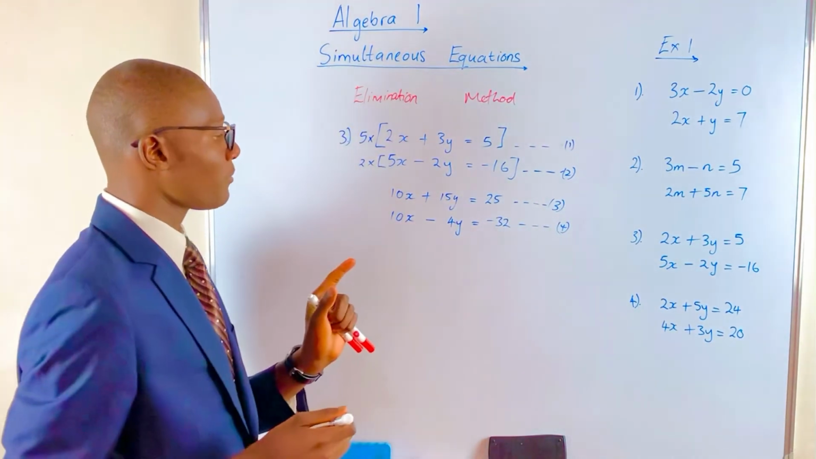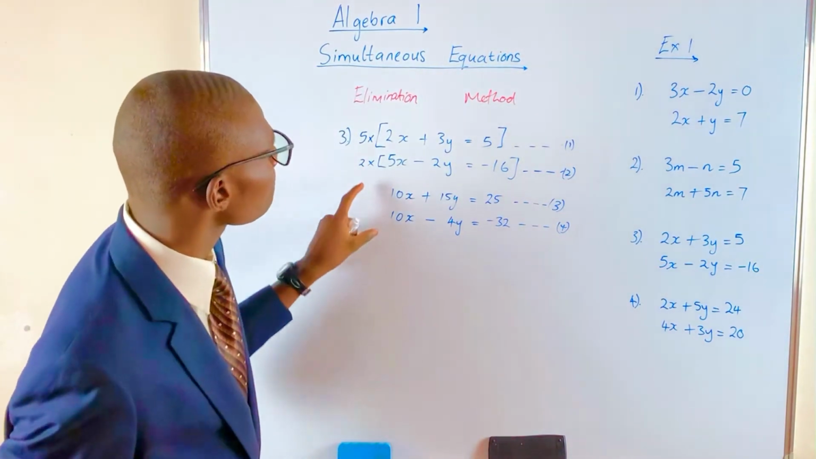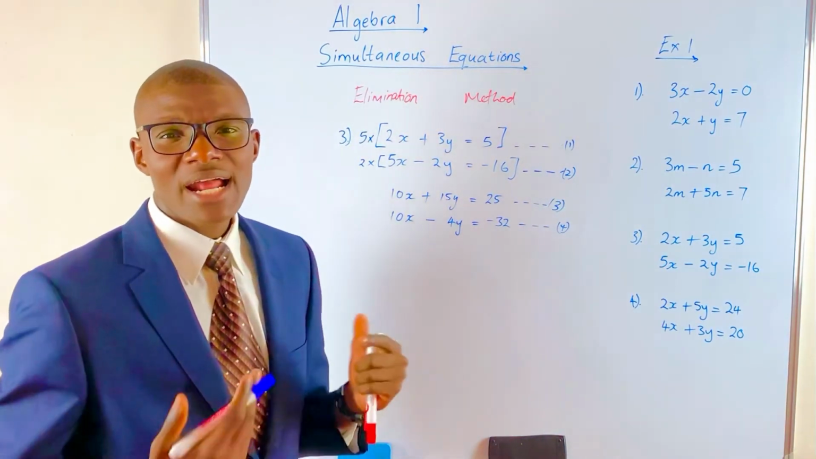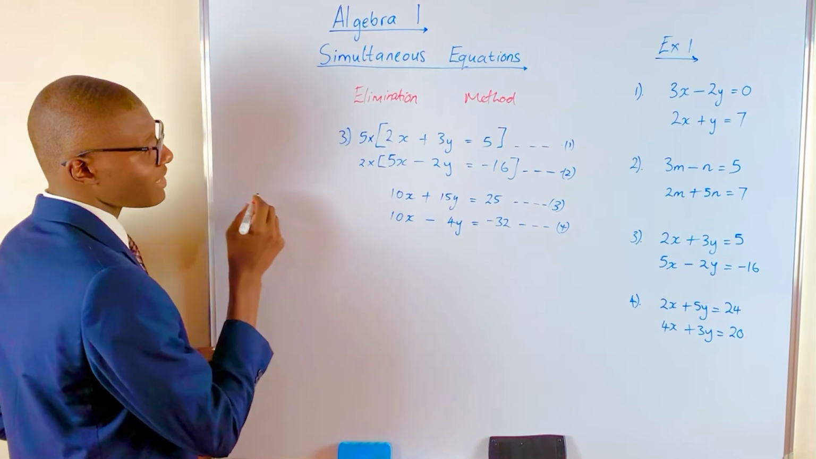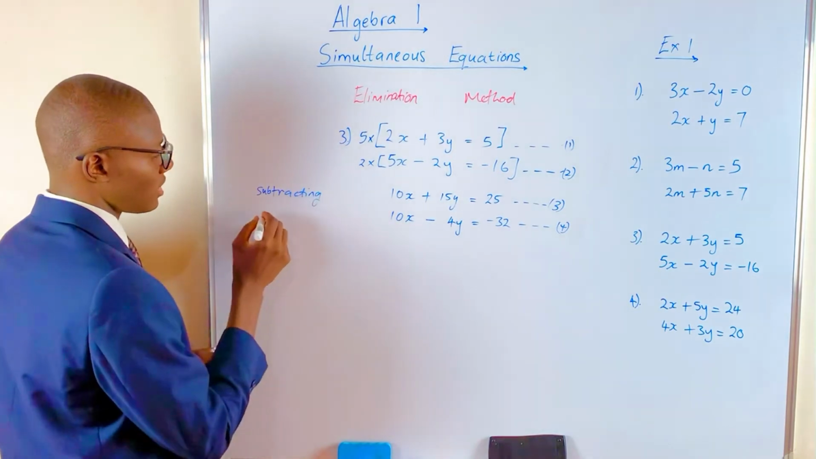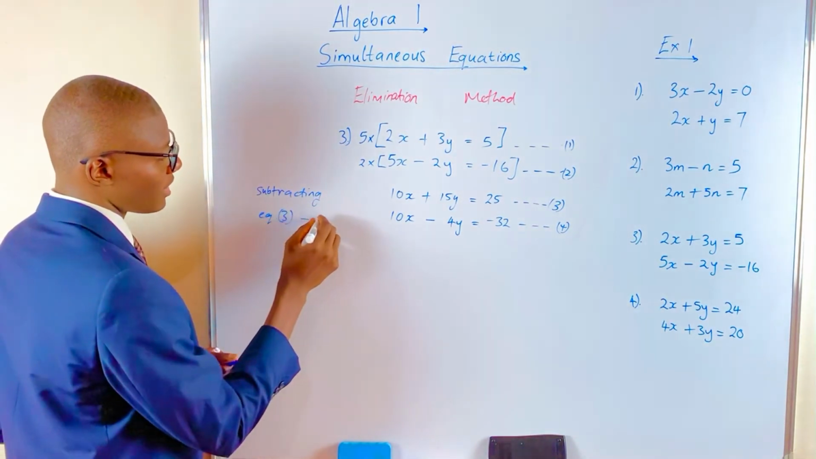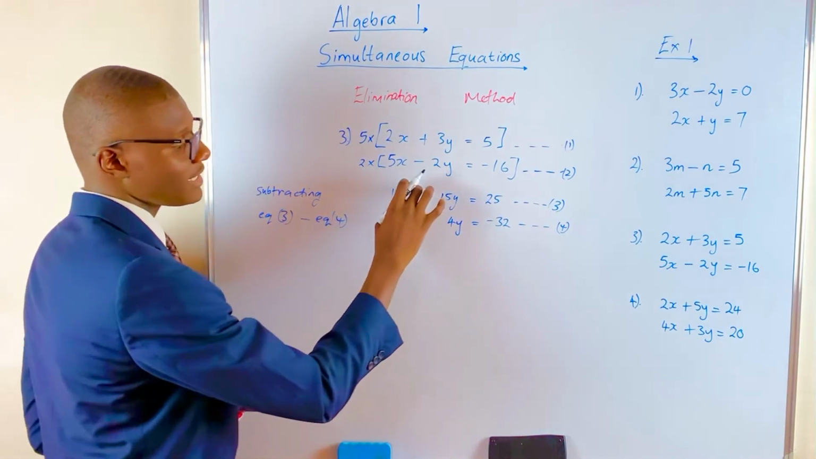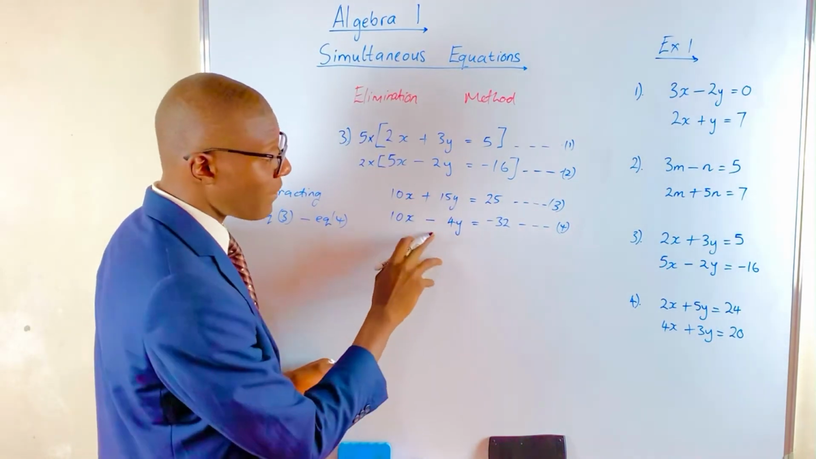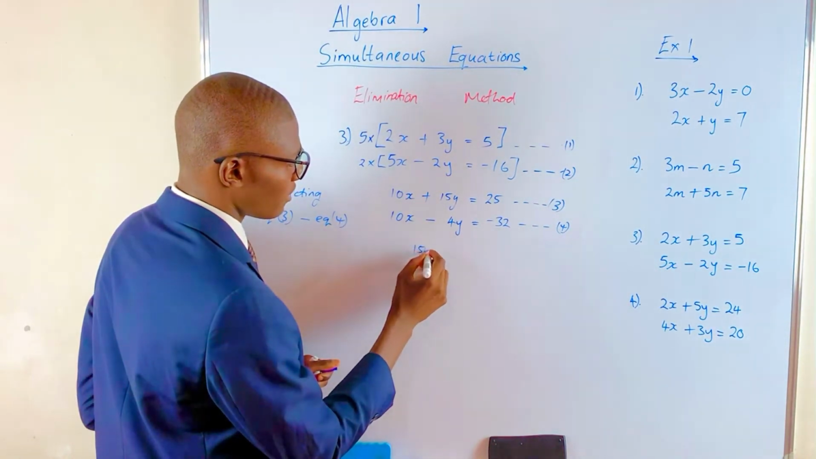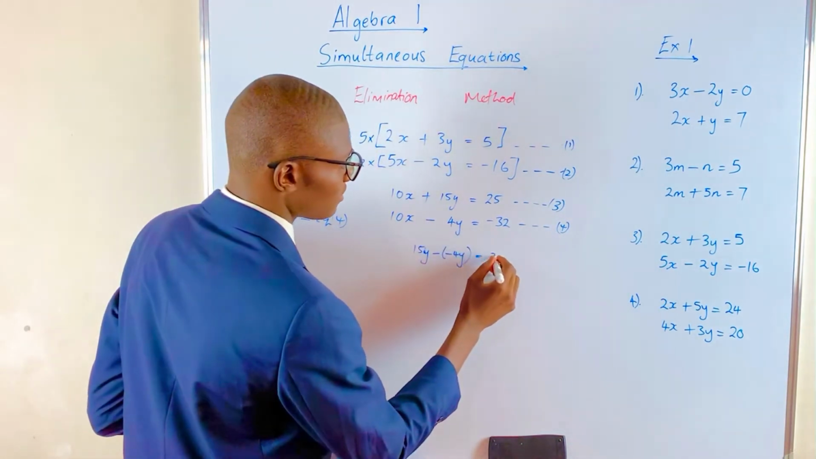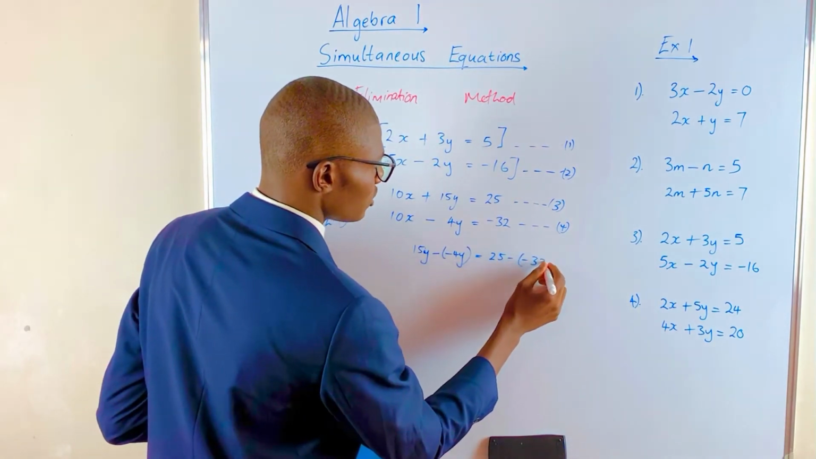So now the next step would be to eliminate this unknown. So we know we've got 10x and 10x. But how can we eliminate that? We eliminate that by subtracting. So we're now subtracting equation 3 minus equation 4. So if we say 10x minus 10x, we get a 0. And then 15y minus 4y, so it's now 15y minus 4y to give us 25 minus 32.